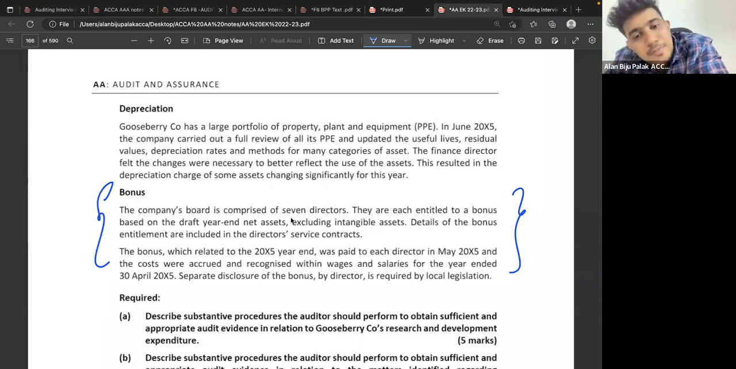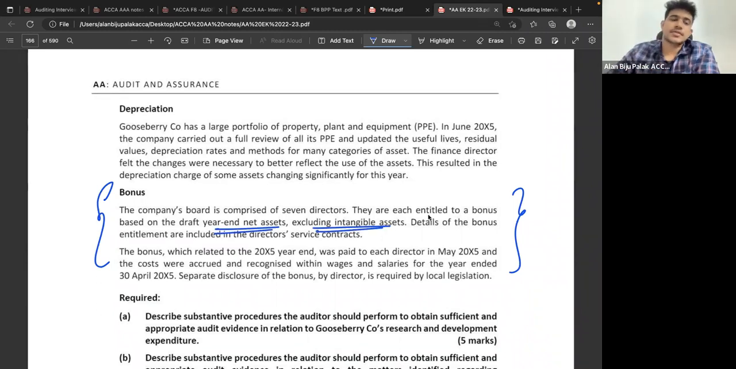The company's board is comprised of 7 directors. They are each entitled to a bonus based on draft year-end net assets excluding intangible assets. Details of the bonus are included in the director's service contract. So they have told us 2 things. First of all, that the company's bonus will be based on year-end net assets after excluding intangible assets. Again, that each of the directors will be paid bonus in relation to their director service contract. Okay, so what we need to do?